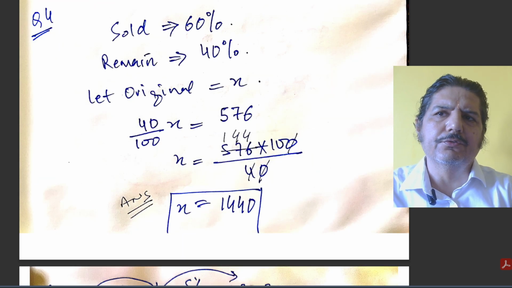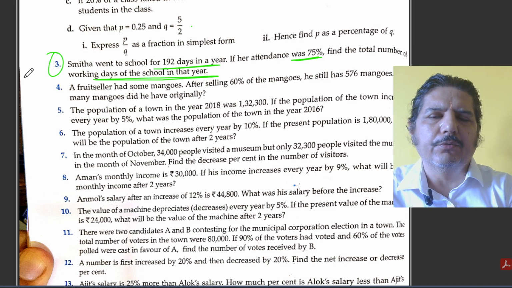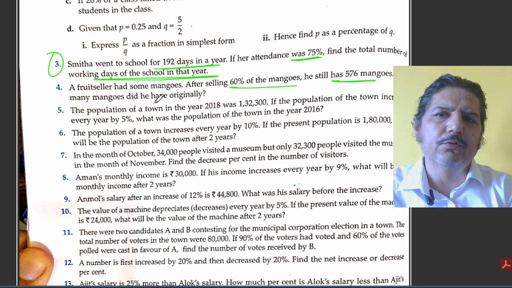This is one of the simple questions. So this is a simple question. A fruit seller had some mangoes. After selling 60% of the mangoes, he still has 576 mangoes. How many mangoes did he have originally?